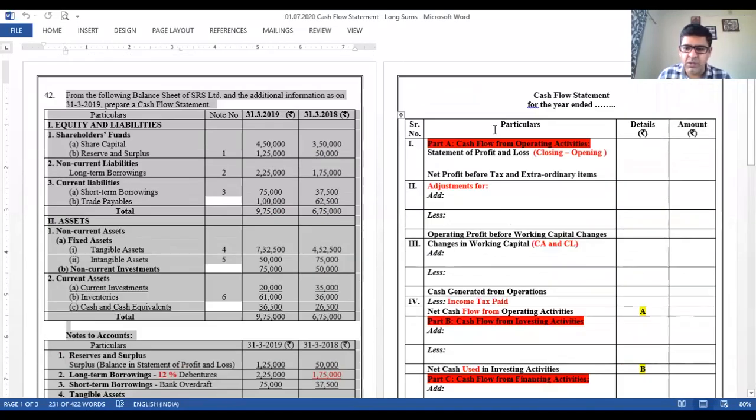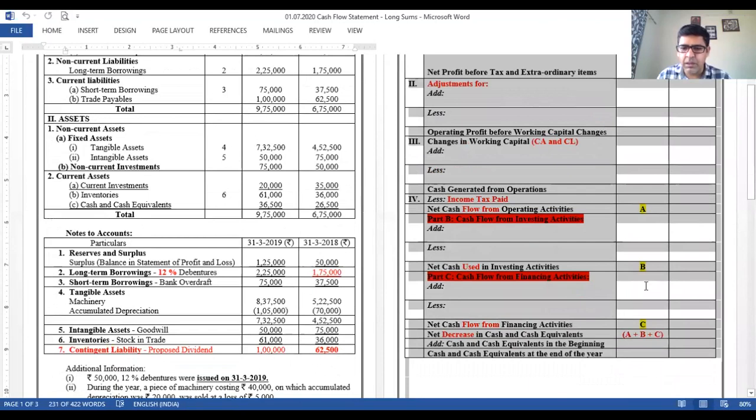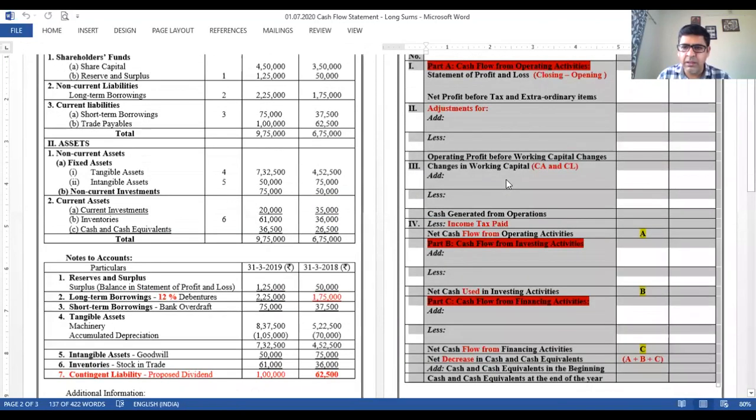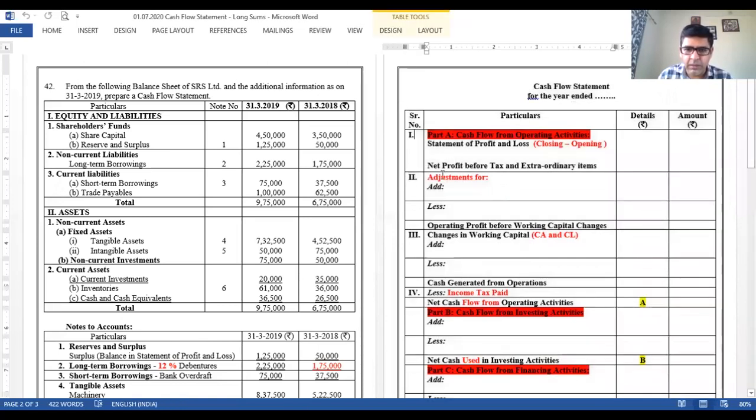Format of cash flow has already been discussed earlier. We can see that cash flow is basically divided into three parts. This is the format on the right hand side of the screen. Part A talks about the operating activity, in which we have four parts. You can see on the screen 1, 2, 3, 4 has been marked for operating activity.